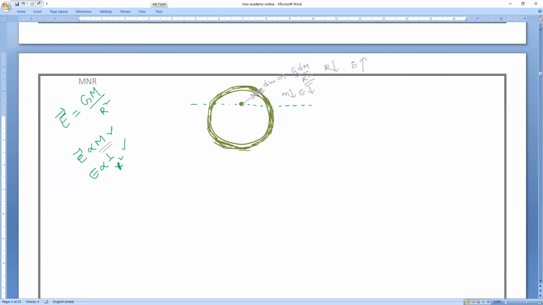Now the symmetrically opposite side, I will choose dm mass here. But if you notice, here r is greater. R is greater. But what about the effect of the mass, if you have taken it?